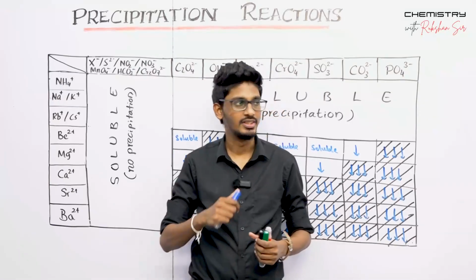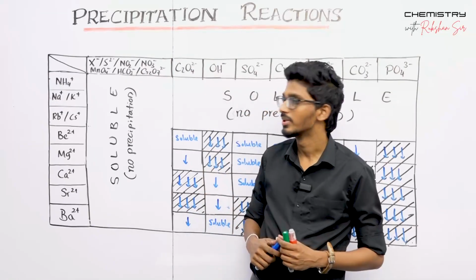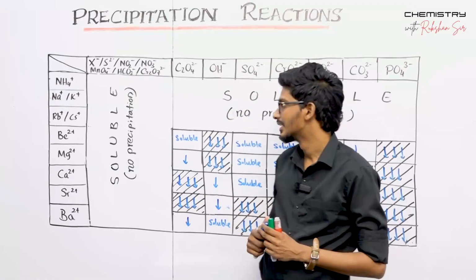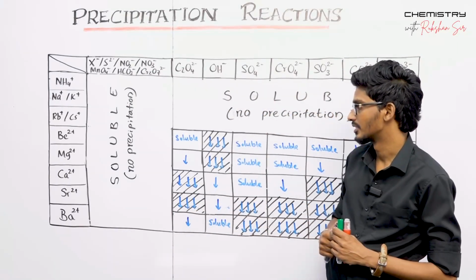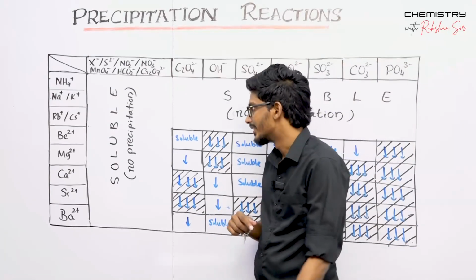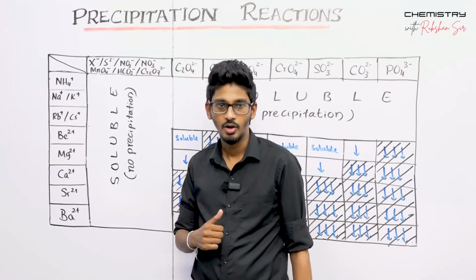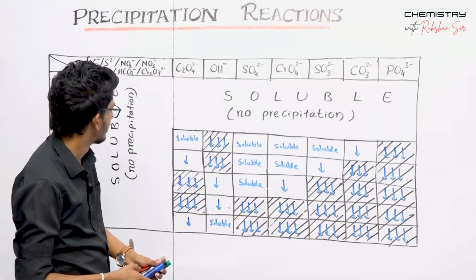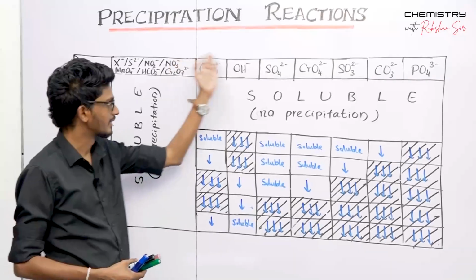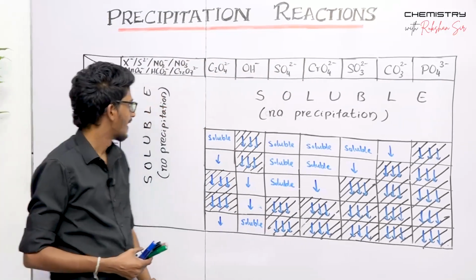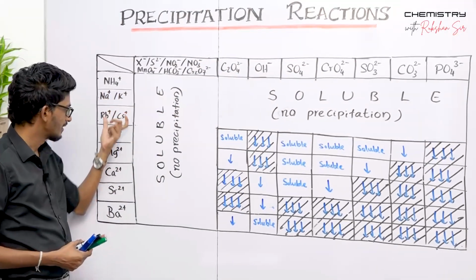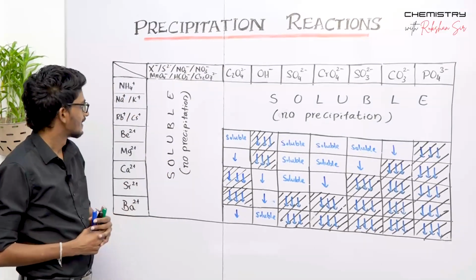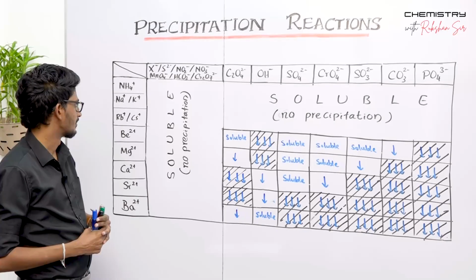As you see, this is referred to as the precipitation table. We are going to use it to write the precipitation reactions. So first, let's try to read it. How to read the precipitation table? You can clearly see some anions appearing in this row, and in this column you see the cations.